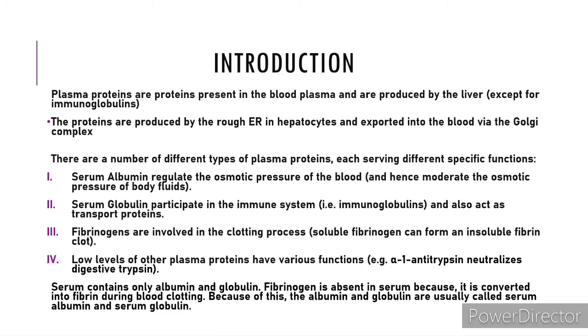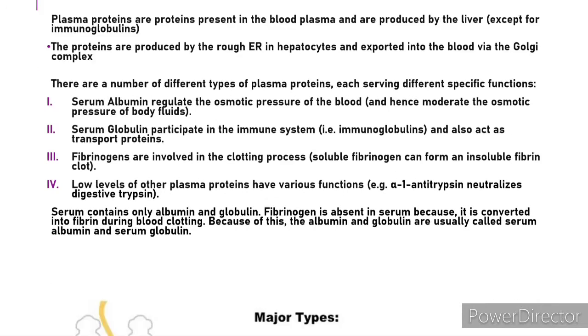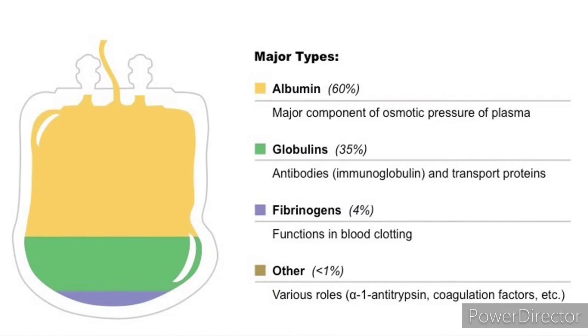Now, the serum contains only albumin and globulin. So fibrinogen is absent in serum because it is converted into fibrin during the process of blood clotting. Because of this, the albumin and globulin are usually called serum albumin and serum globulin. So the major types: albumin is about 60%, globulin is about 35%, fibrinogen is about 4%, and other plasma proteins are less than 1%.